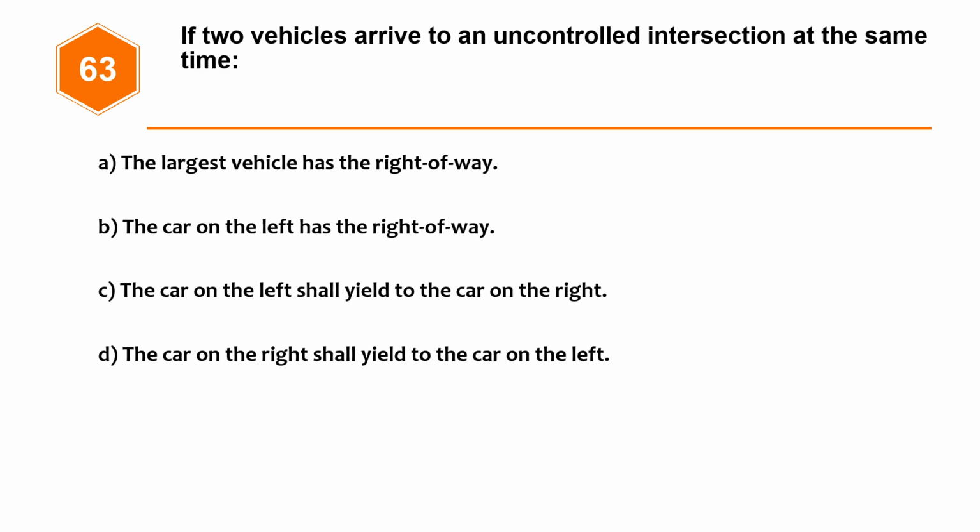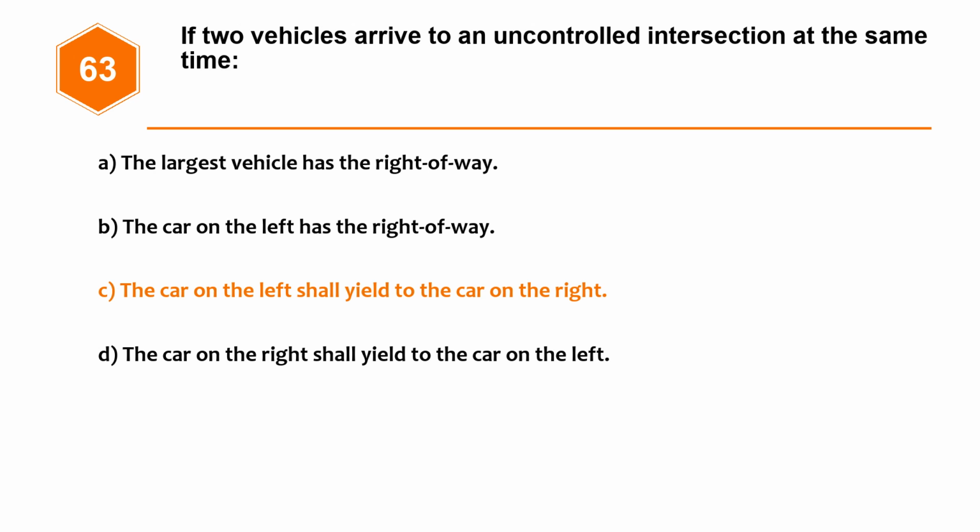Question 63. If two vehicles arrive to an uncontrolled intersection at the same time: Option A, the largest vehicle has the right of way. Option B, the car on the left has the right of way. Option C, the car on the left shall yield to the car on the right. Option D, the car on the right shall yield to the car on the left.